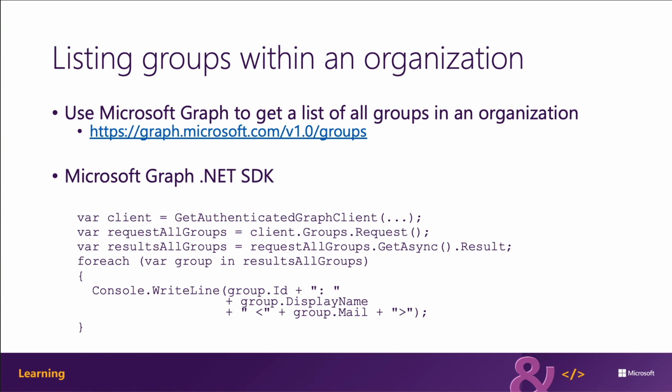To request a list of groups, you're going to submit an HTTP request to the groups endpoint. The same request can be done using the Microsoft Graph .NET SDK using the code that you see here on the slide. I'm getting an authenticated Microsoft Graph client first, and then I'm going to request all of the groups. Then I can enumerate through each of the groups that have been returned, and I can display their ID, display name, and the email address associated with that group.